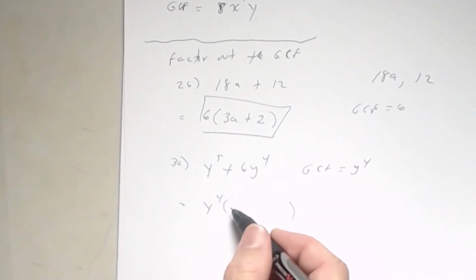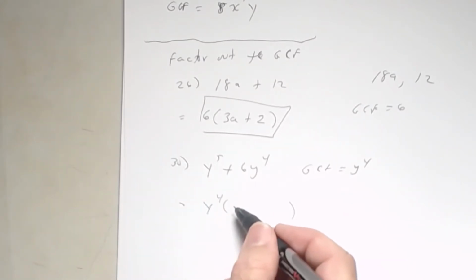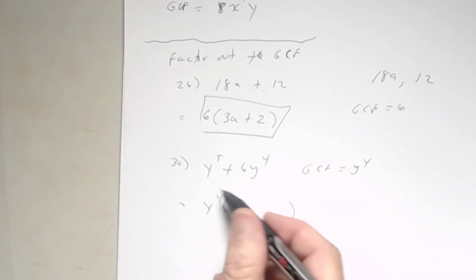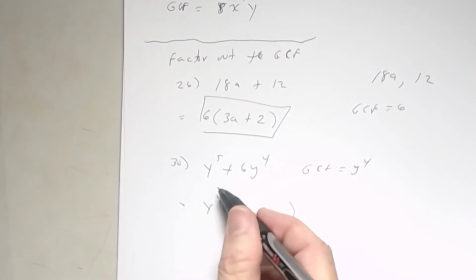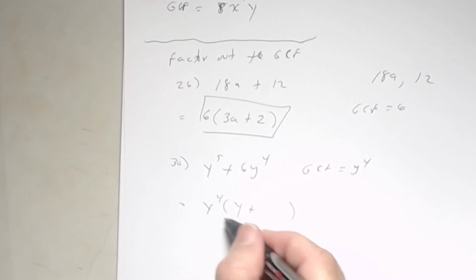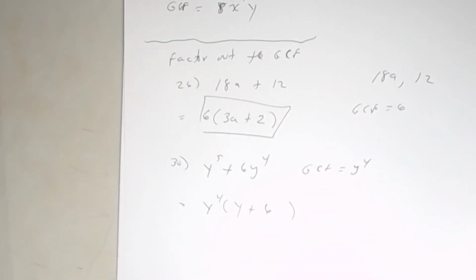You learned that last semester. y to the 4th times what is y to the 5th? y. Multiply like bases, you add exponents. Plus y to the 4th times what is 6y to the 4th? 6. y to the 4th times 6 is 6y to the 4th. That's all you did. There's your answer. You have to have the distributive property to be able to do this. That's why we went over it. You did quite a few of these last semester.